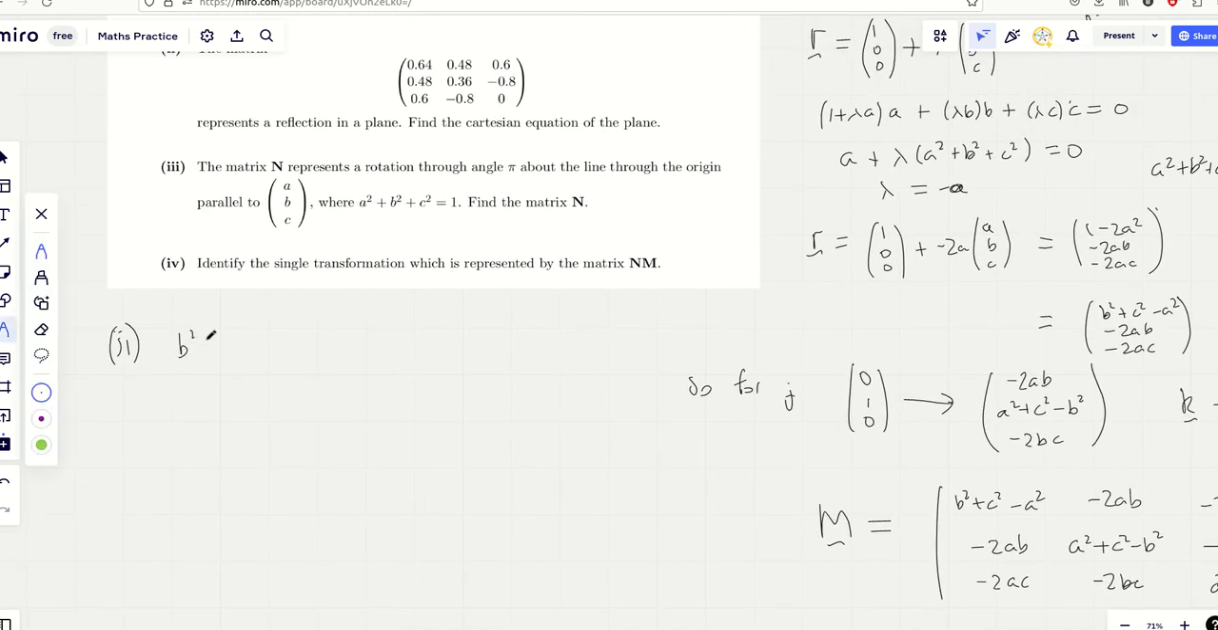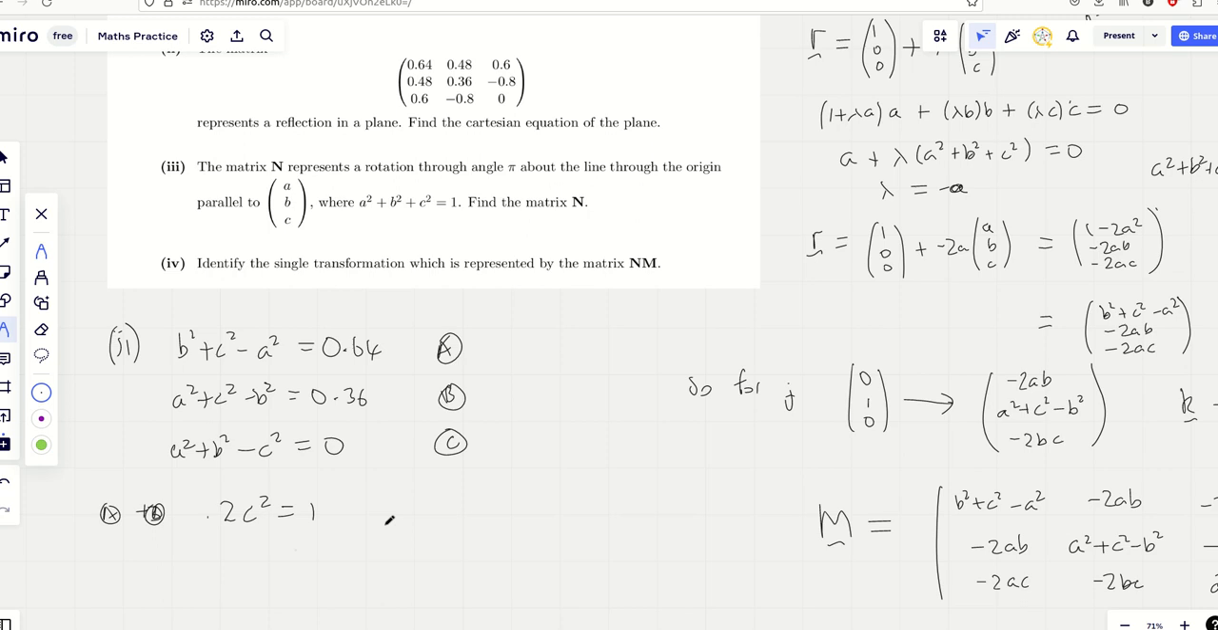I said, okay, so b squared plus c squared minus a squared, that must be 0.64. And then a squared plus c squared minus b squared, that must be 0.36. And then finally a squared plus b squared minus c squared, that must be 0. And I called them a, b and c, and I just added them together because I could see straight away you're going to knock out 2 letters, which is a bonus. So I had a plus b, well that's going to be giving me 2c squared is 1, giving me c is 1 over root 2, plus or minus.